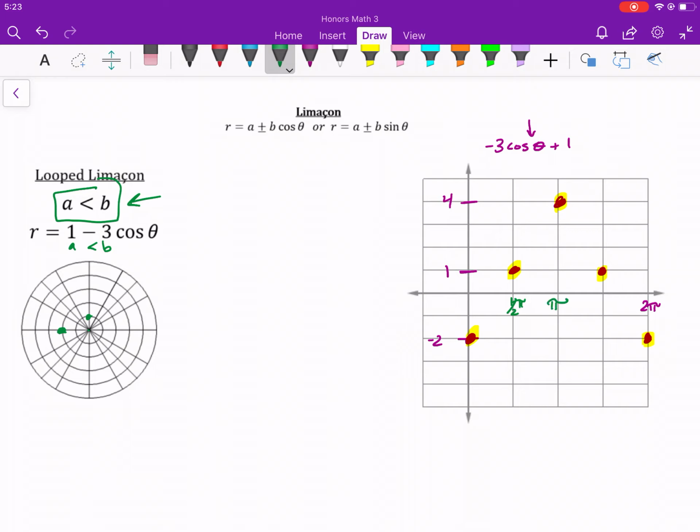So notice, I'm actually going to stop right here just to show you something. Anytime you have 2 points on the same angle, that actually tells you that this is going to be looped. So that's a way I know it's looped. So it doesn't even matter that I remember, oh, A is less than B. I just look to see if I have 2 points on the same spot. And then 3 pi halves is the last one I need. We're back at 1.